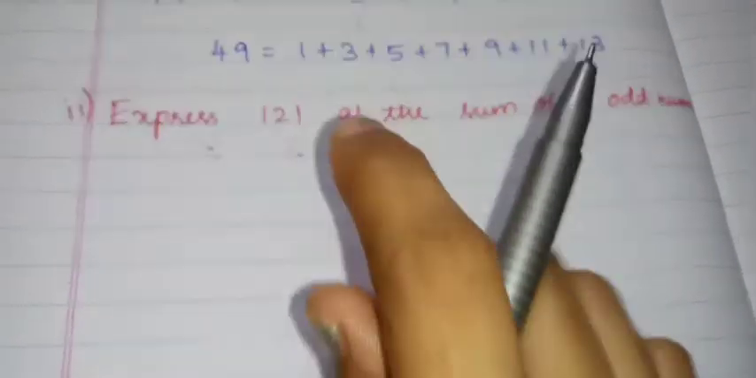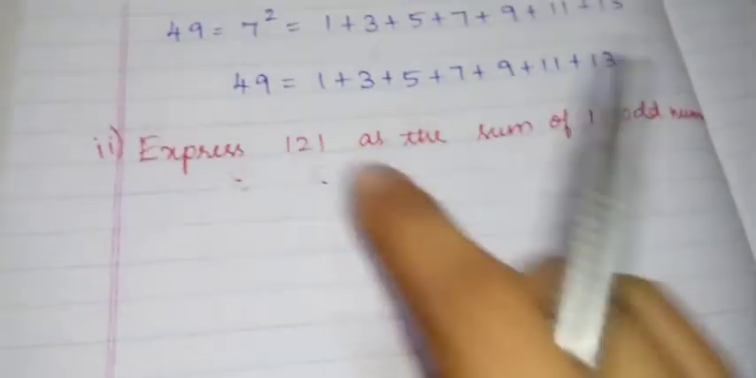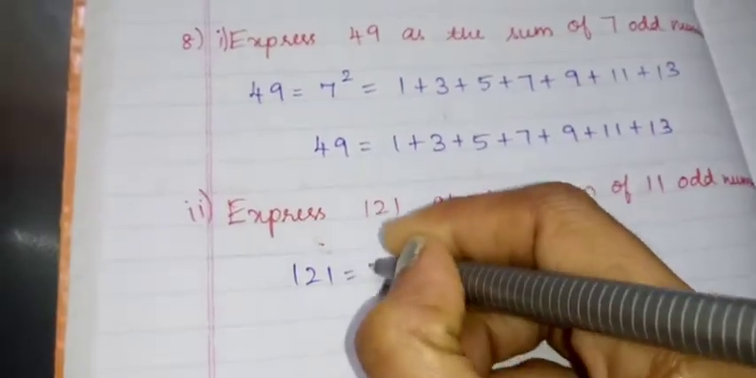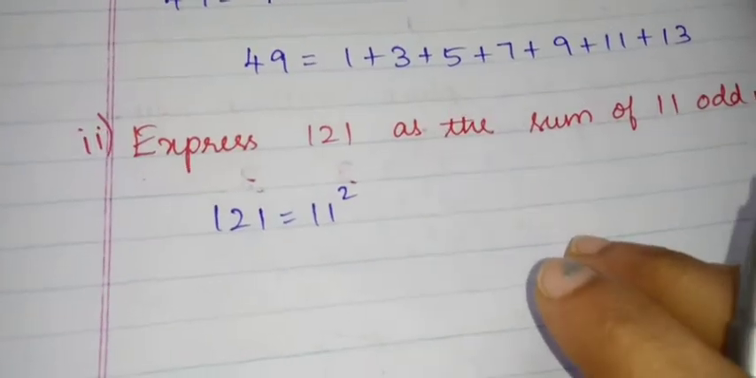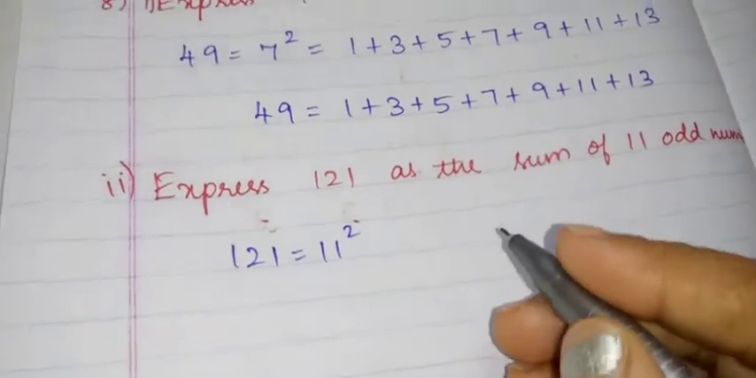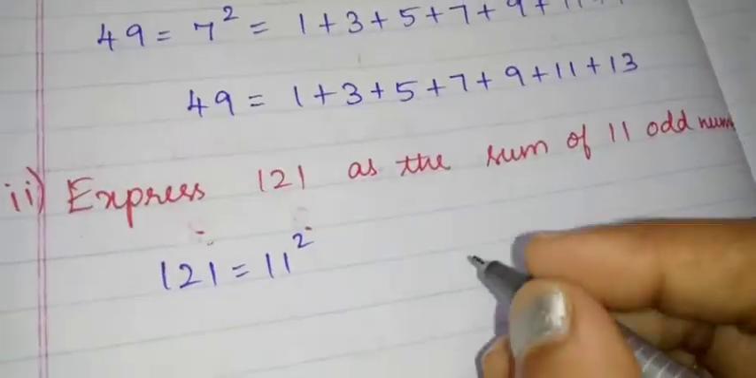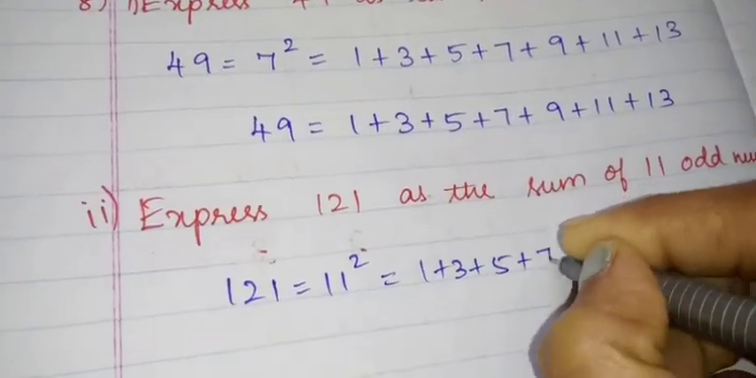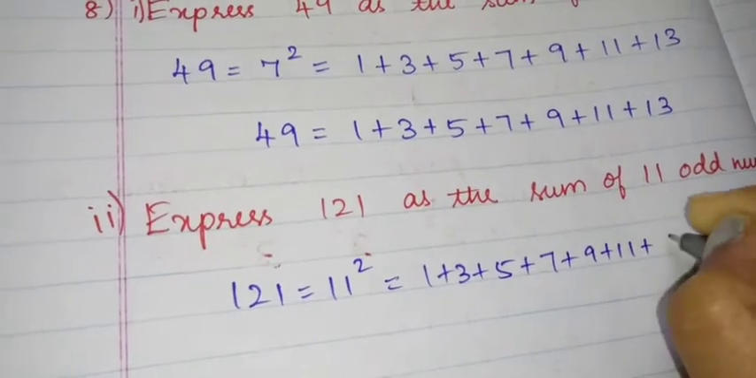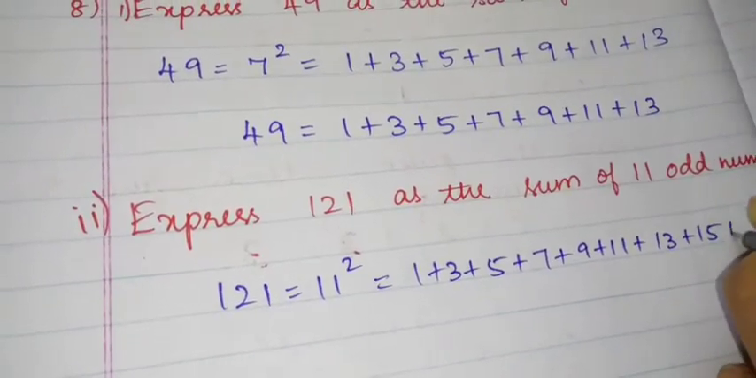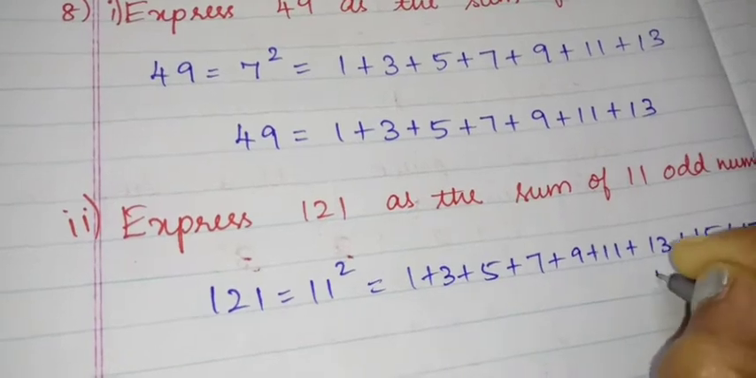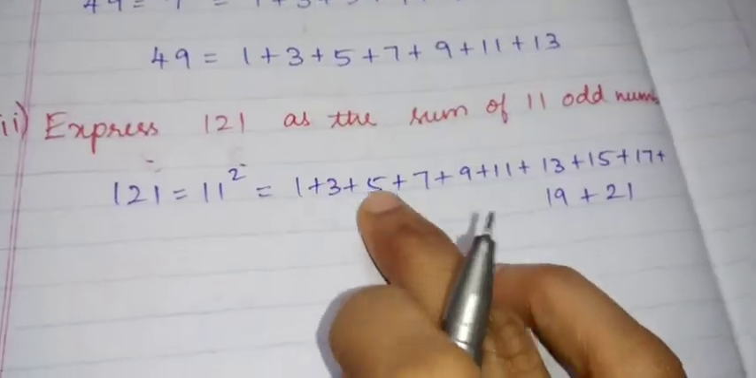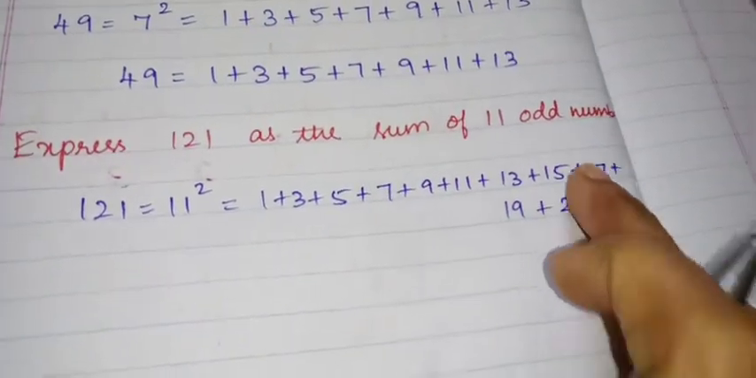So what do we have to write? We have to write 121 as the sum of 11 odd numbers. What is 121 actually? 11 square. 11 11s are 121. So 11 square means if you add the first 11 odd numbers, it will be correct. 1 plus 3 plus 5 plus 7 plus 9 plus 11 plus 13 plus 15 plus 17 plus 19 plus 21. Okay. 1, 2, 3, 4, 5, 6, 7, 8, 9, 10, 11.